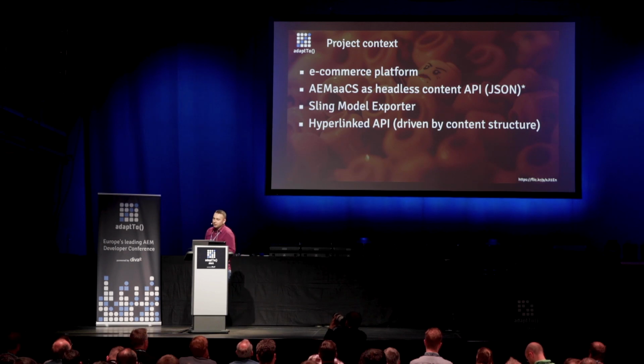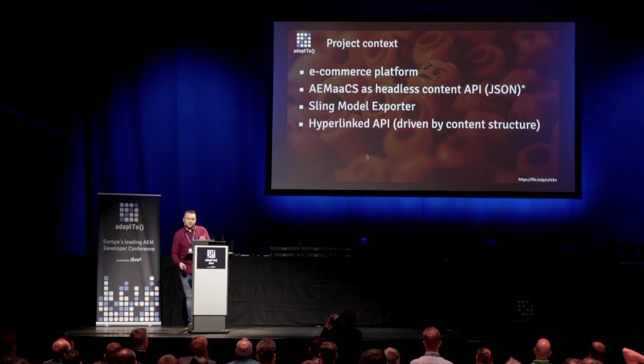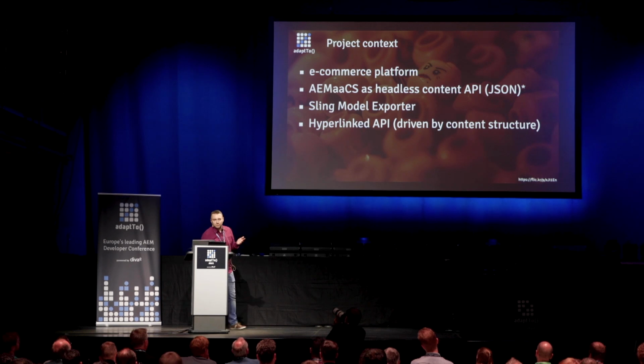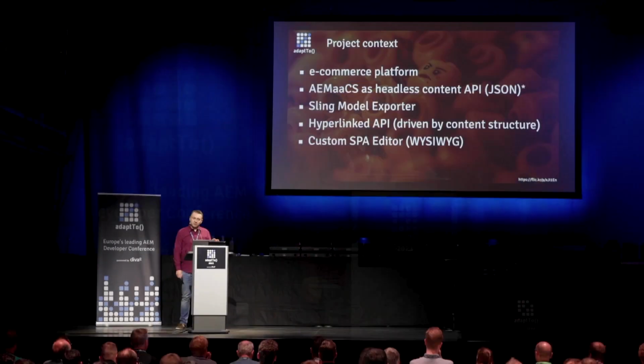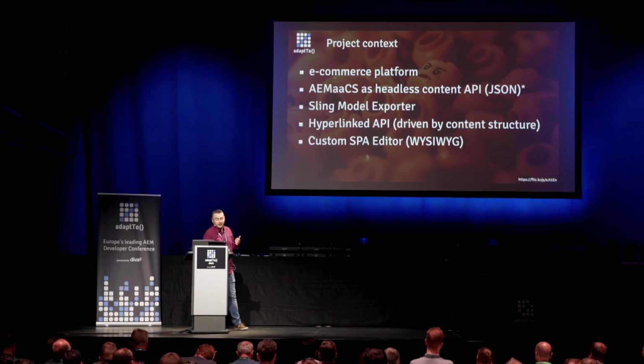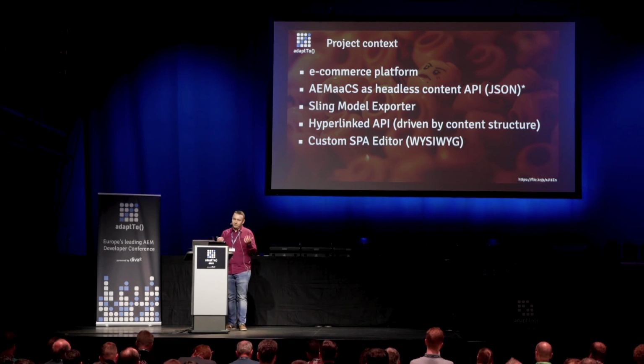It was based on Sling model exporter, so a fairly standard approach. The whole API was designed to be hyperlinked. So all you need essentially is an entry point to that API. You enter the first URL, and then you can discover pretty much all those nooks and crannies of your API. And last but not least, there was a custom SPA editor, mainly to provide that what-you-see-is-what-you-get capability, because if AEM returns just JSON, it's kind of hard to visualize what you're going to see eventually without publishing the content.